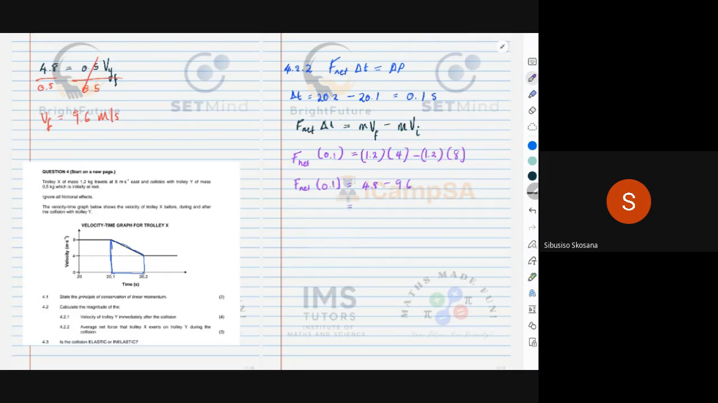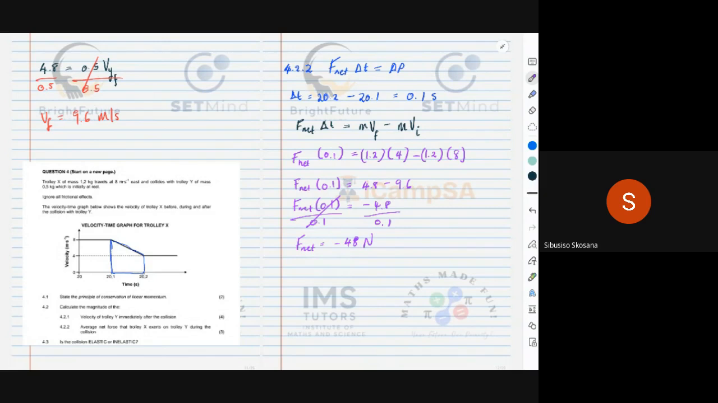Let's see here, 4.8 minus 9.6, we get negative 4.8. Then we have Fnet times 0.1. Divide by 0.1 on both sides. This goes away. Then you have Fnet equals, divide by 0.1, that means you have minus 48 newtons. Okay?